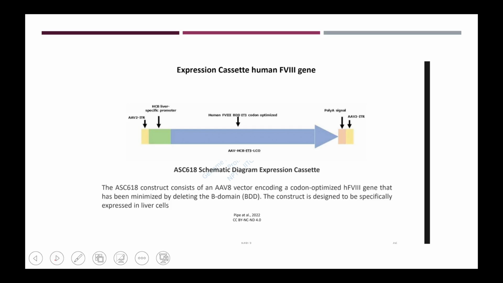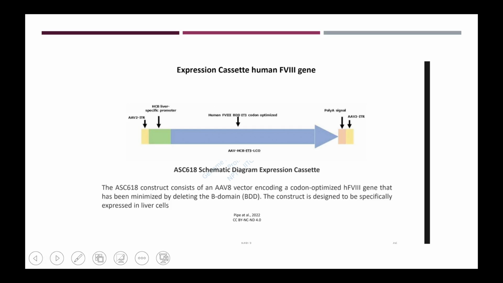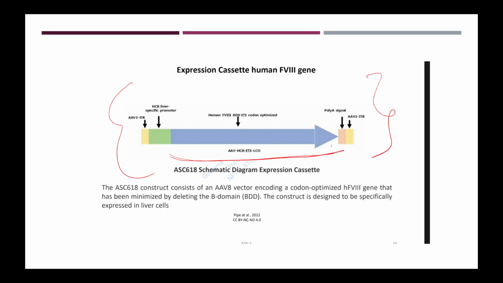So if there is a mutation in any of the genes encoding these factors, there will be a disease called hemophilia. For the gene therapy used here, the codon-optimized, corrected gene has been synthesized and put under a specific promoter, and with the help of adenovirus it is delivered to the cells, and that is how the correct copy of the gene is produced inside the patient.